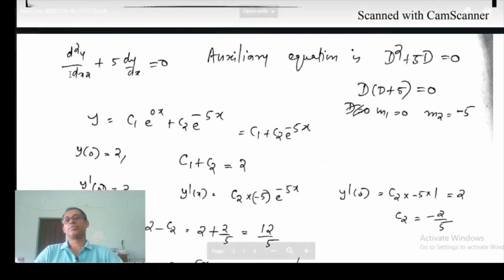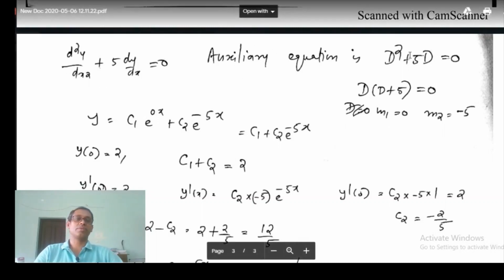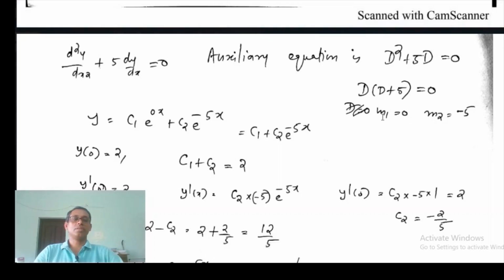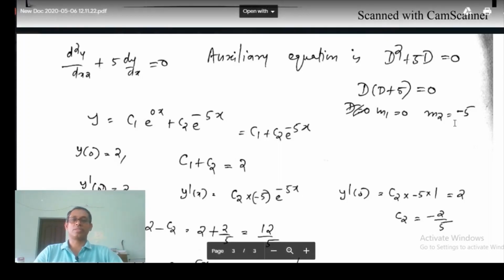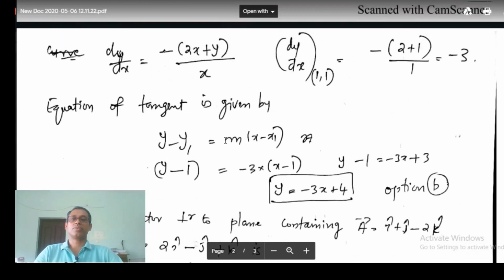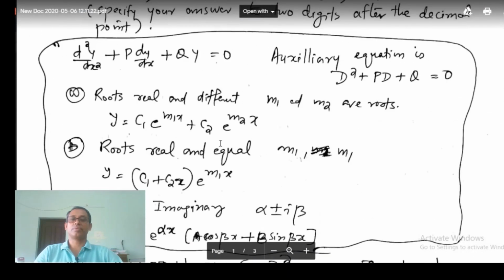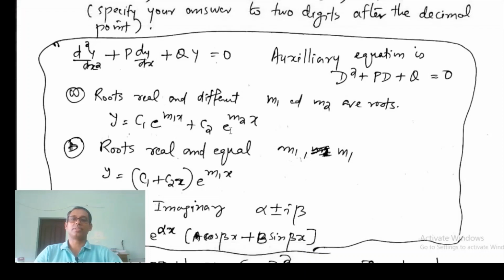So for this differential equation, this is the auxiliary equation, D square + 5D = 0. So I will get two roots, m1 = 0 and m2 = -5. These are two different roots. If the two roots are different, we know y is given by this.